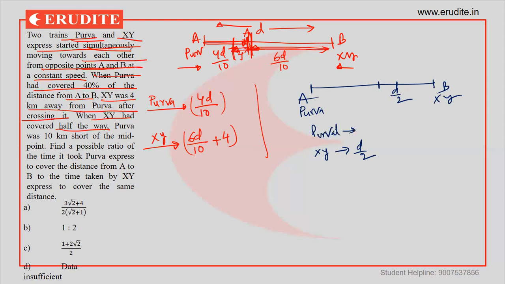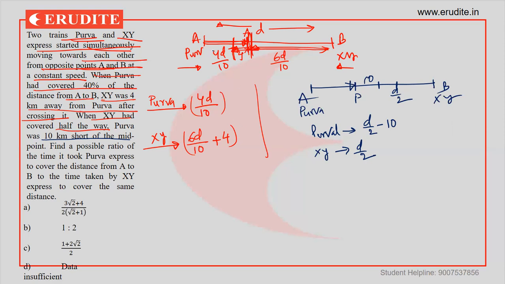What about Purva? Purva was 10 kilometers short of the midpoint. That means 10 kilometers short of the midpoint. So Purva had gone the remaining D by 2 minus 10 kilometers. Fine.